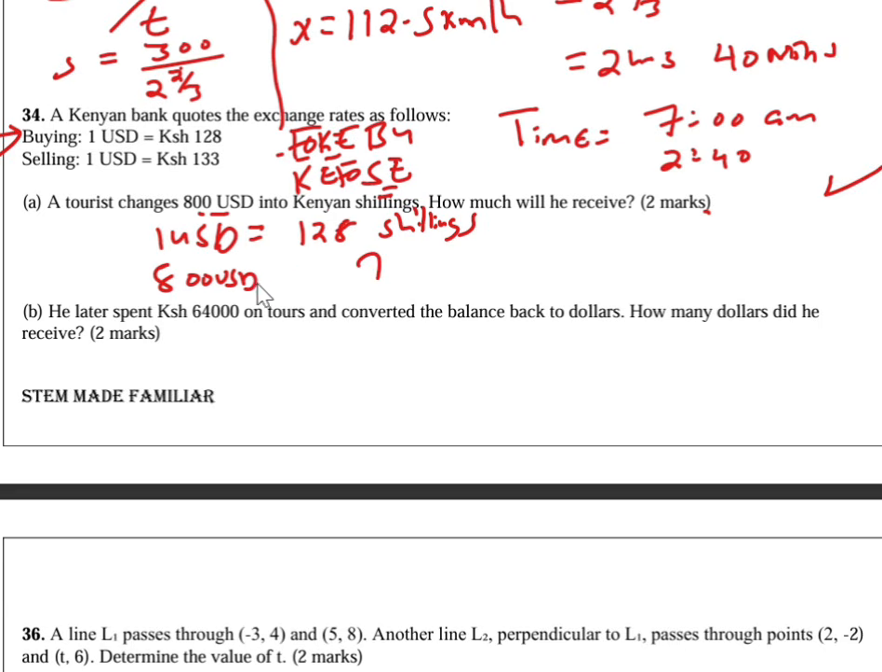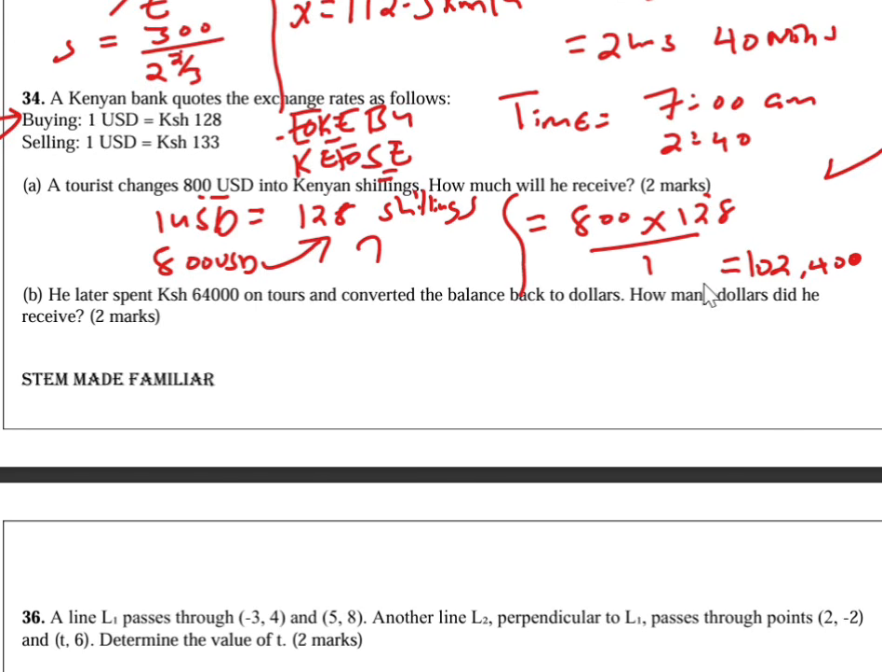So in a cross multiply, itakuwa 800 times 128 over 1. So you can multiply, itakuwa nini? 800 times 128 over 1, napata ni 102,400. So it is 102,400 Kenyan shillings. Sasa kuandika Kenyan shillings. So hapo kuna space, andika Kenyan shillings. You score those 2 marks.